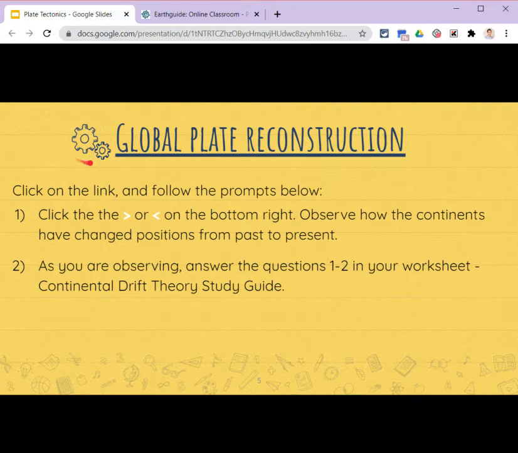Every time you see this gear icon, the title beside it can be clicked and it will take you to a different website for the activity. So when you reach the Global Plate Reconstruction website, you can click on the forward or backward button on the bottom right and observe how the continents have changed positions from past to present. And then while you're observing, you may answer questions 1 to 2 in your worksheet, the Continental Drift Theory Study Guide. So let's go now to the website.